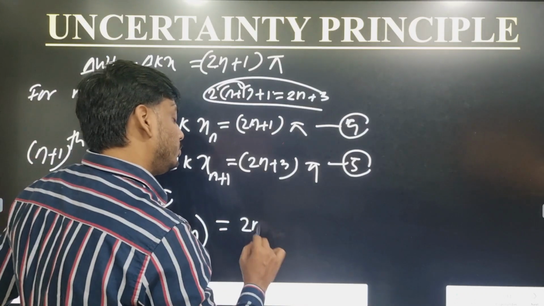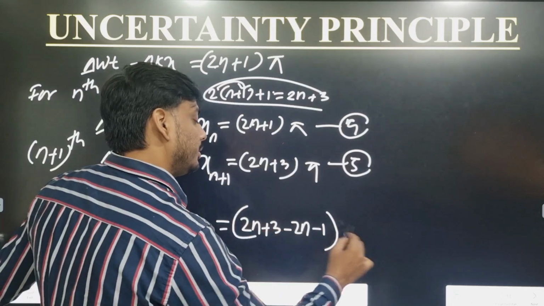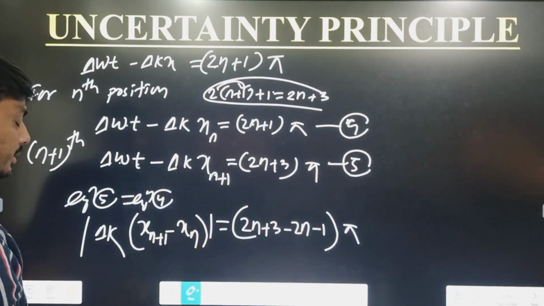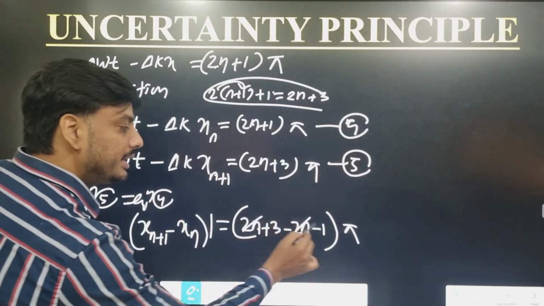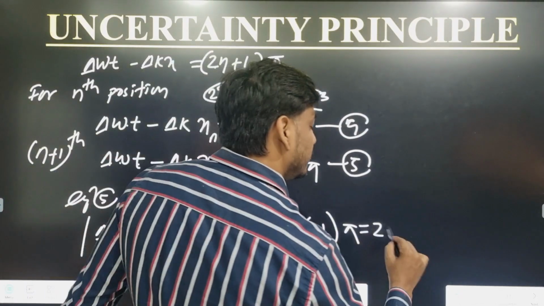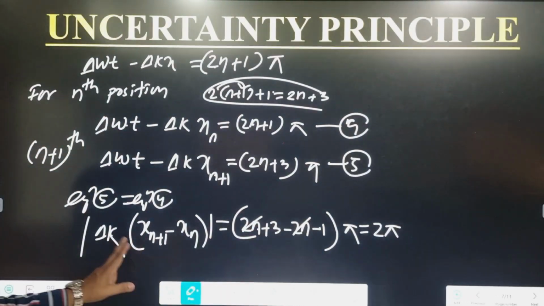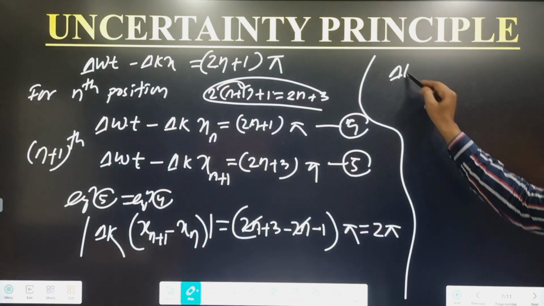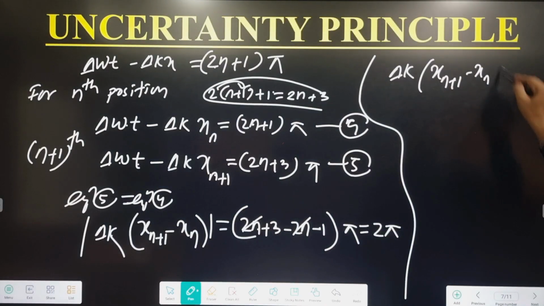This will be (2n plus 3 minus 2n minus 1) into pi. We are taking the magnitude, otherwise there will be a negative sign. So this will be 2n minus 2n, and 3 minus 1 is 2 pi. Directly you can write that. So here we get delta k into (x n plus 1 minus x n) equal to 2 pi.